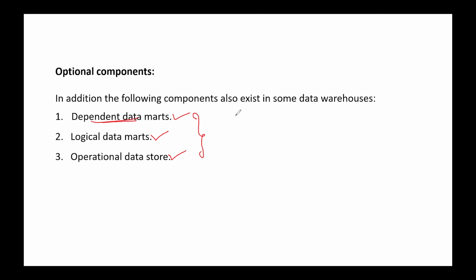Dependent data mart is like a small database. Okay, data mart, you can consider it as a smaller database. So there can be another dependent database, there can be a logical database, and there can be operational data stored. So we can also have these kinds of databases in order to store the details of the data warehouse, right?